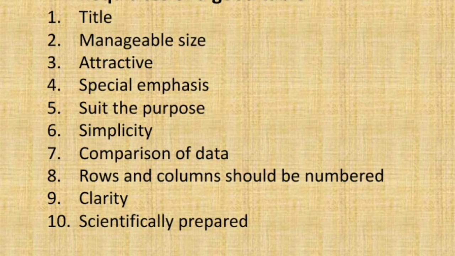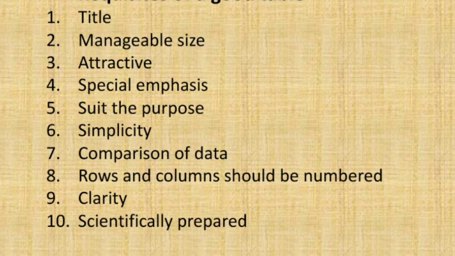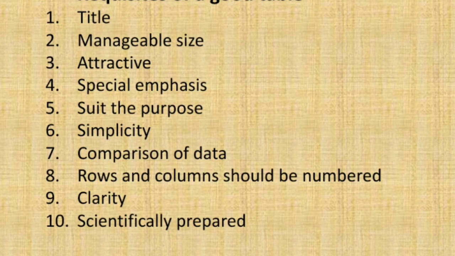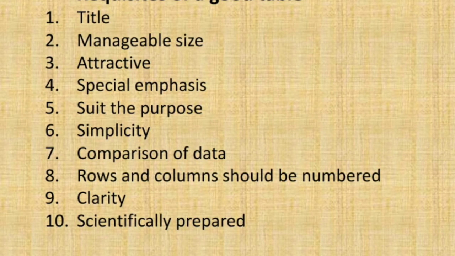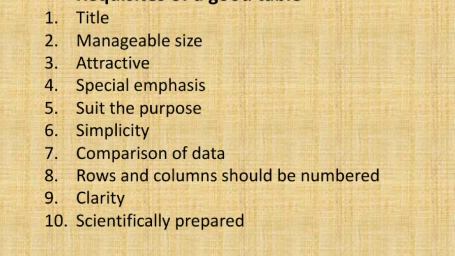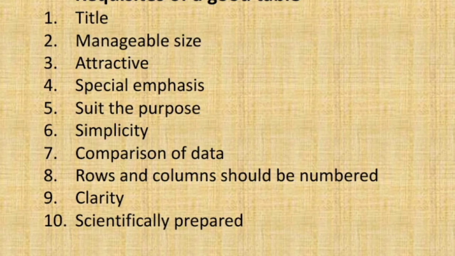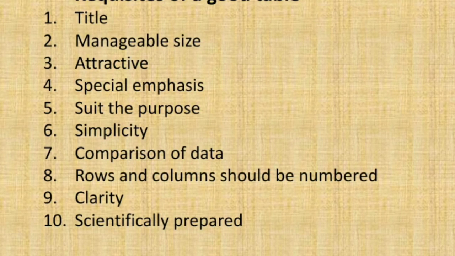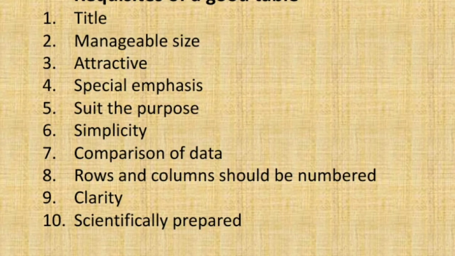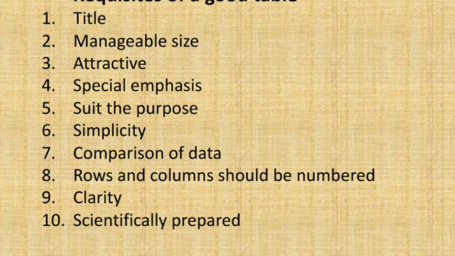The third point is attractive. The table should be attractive and appealing to the eyes of the people. Then only people will come and see what information is given in that title. So the colors and the presentation, the columns, the font, everything should be attractive so that the reader may be attracted towards the table and they will not find any difficulty in understanding what is given there.